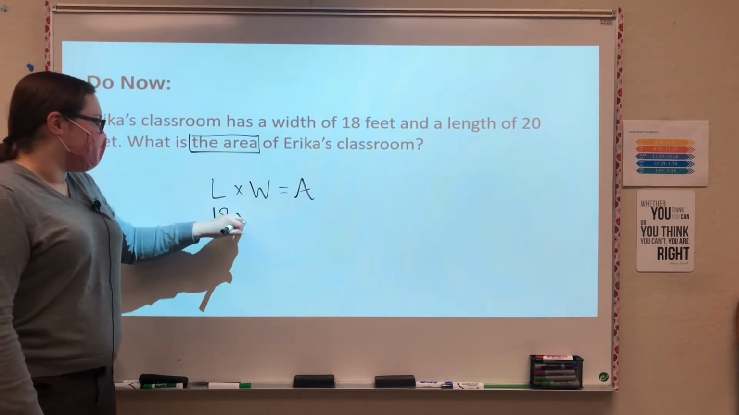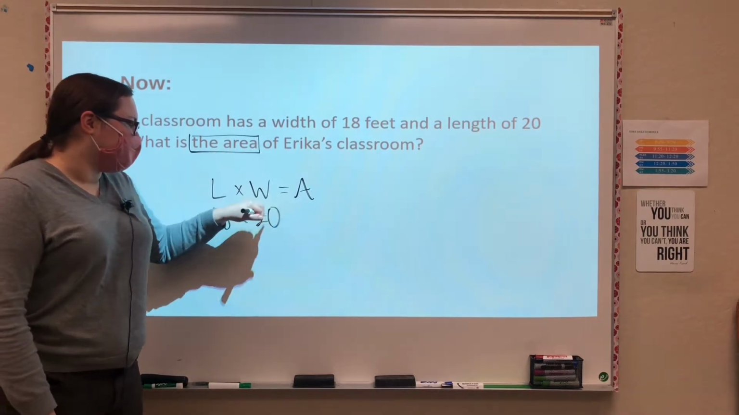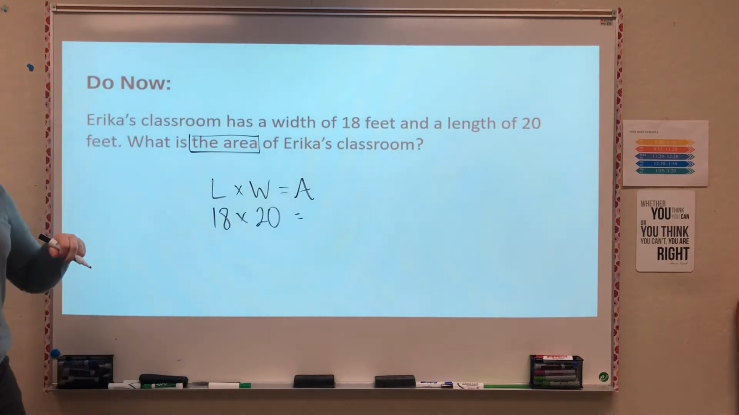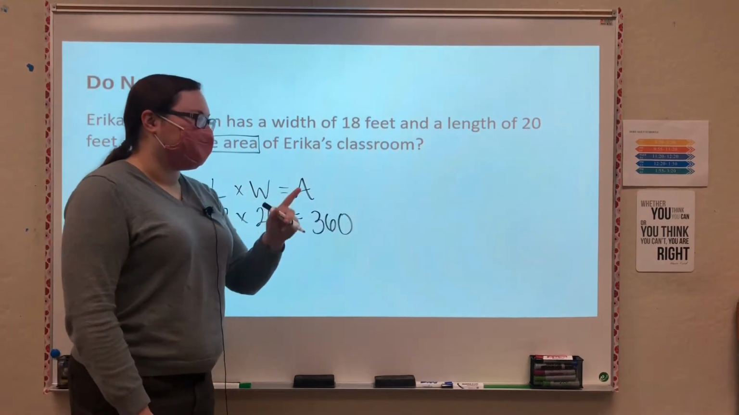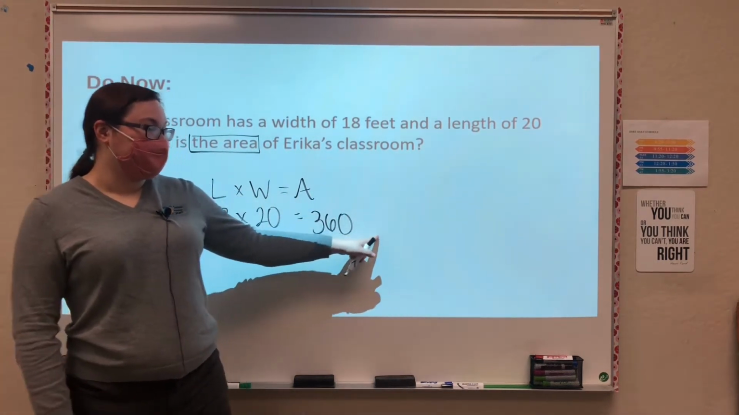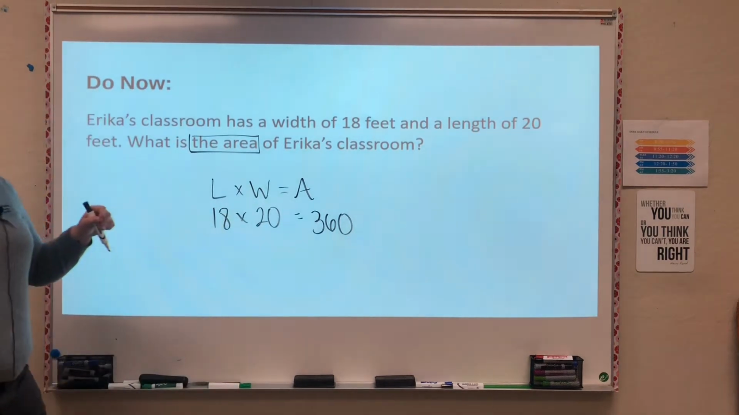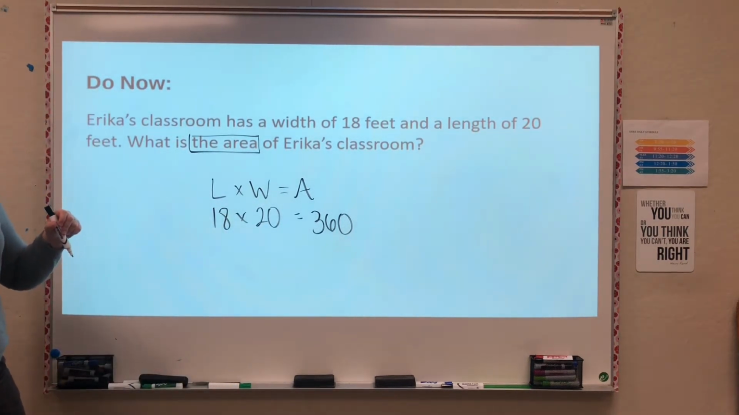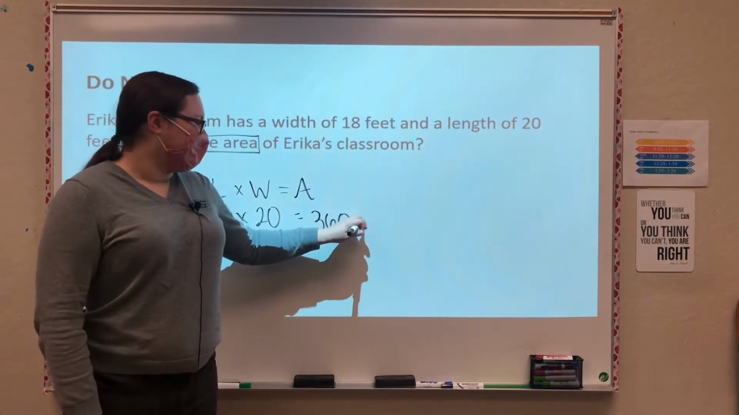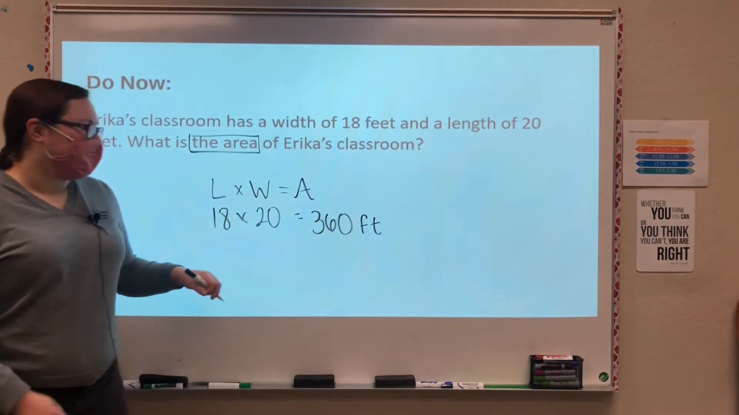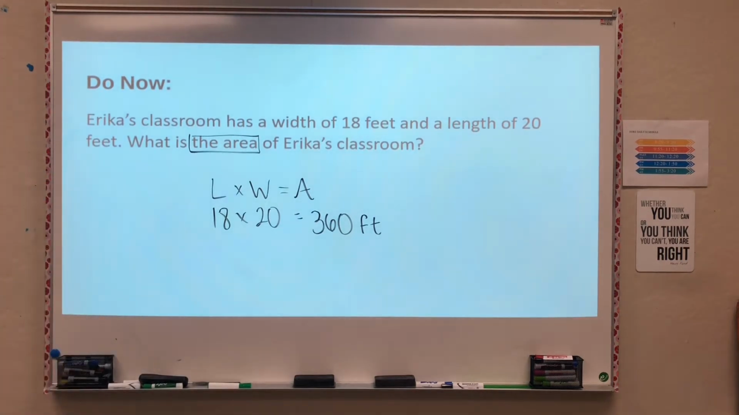So I heard you say we do 18 times 20, which you figured out equals 360. I know we were trying to figure out what comes after. Do you remember? 360. It's not feet because 360 feet is a distance. 360 feet would be like from here to there is 360 feet.